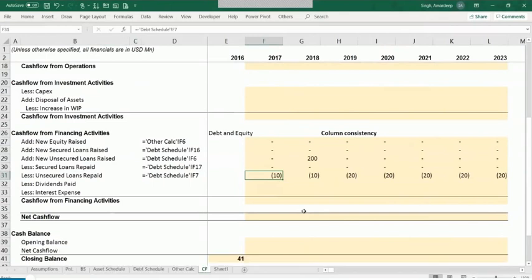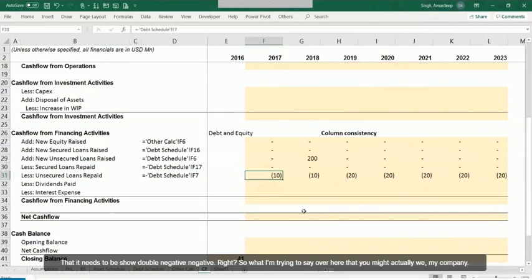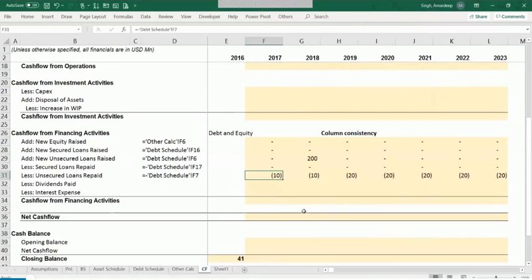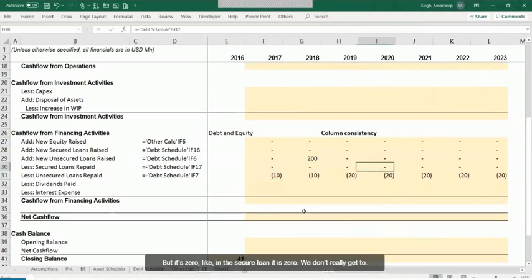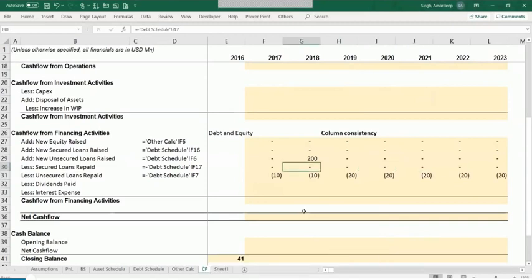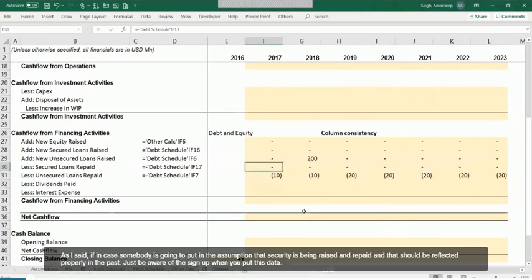So that's why it needs to be shown as a negative item. What I'm trying to say here is that we might commit a mistake if it is zero. Like in the secured loan, it is zero, so we don't really get to see if it is actually correct or not. But if somebody puts in an assumption that a secured loan is being raised and repaid, then that should be reflected properly in the cash flow statement. So just be aware of the minus sign as well when you put this data over here.